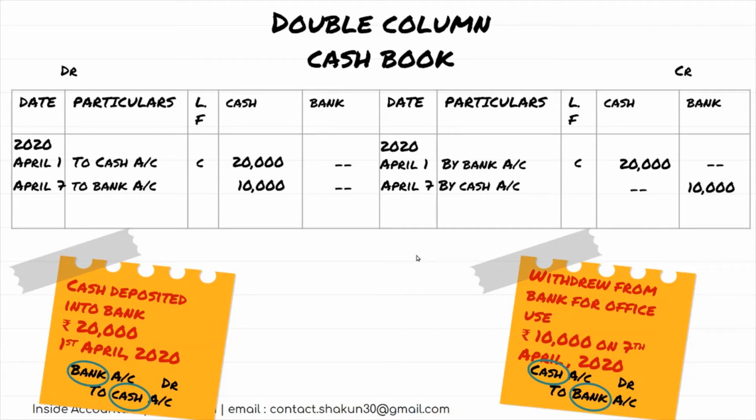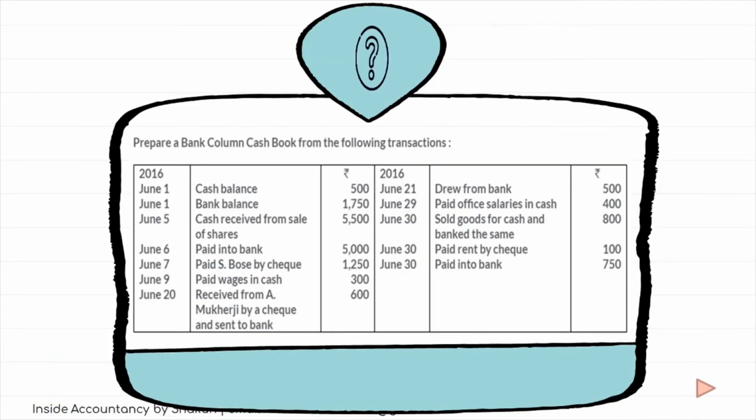So these entries are identified by writing a C under the ledger folio column, and they are known as contra entries. So whenever there is an entry in which both cash as well as bank account are affected, such entries find a place on both the debit as well as credit side in the cash book, and such entries are called contra entries. Moving on, let's take a problem and try to solve it.